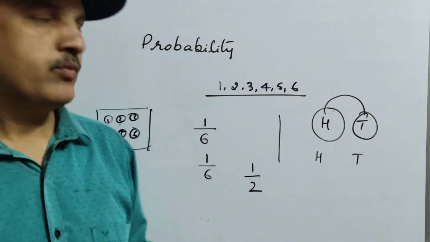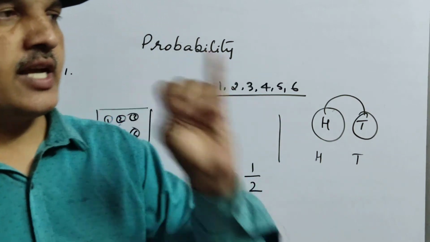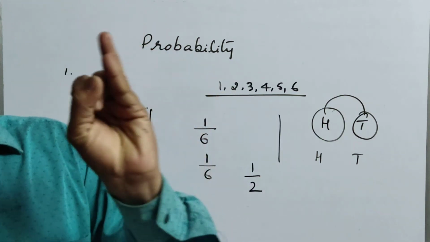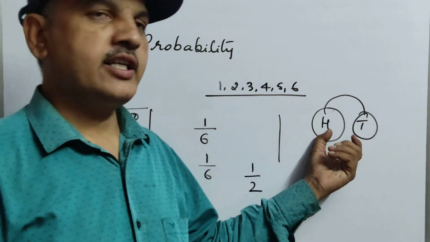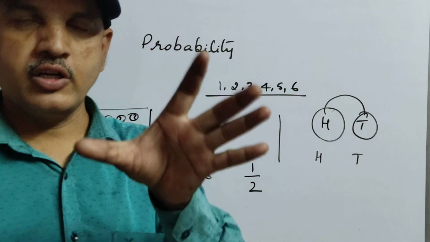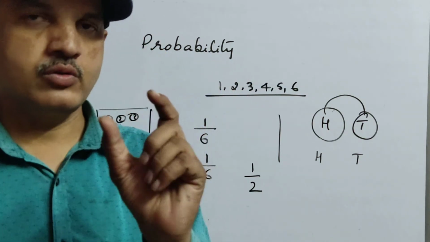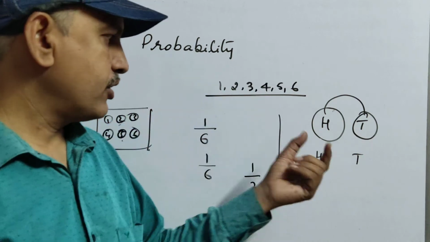Why 1 by 2? Because the coin contains only 2 outcomes, that is head or tail. So that's why we have to take 2 as the total number of events. Total number of outcomes is 2.